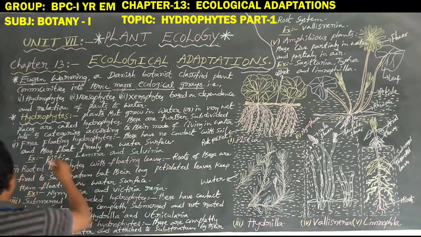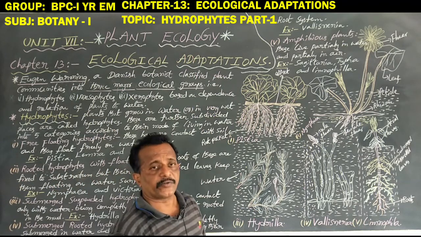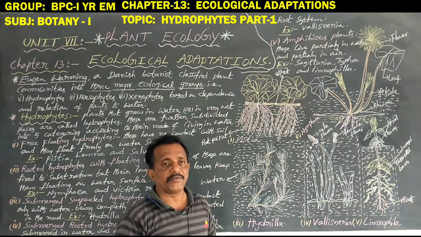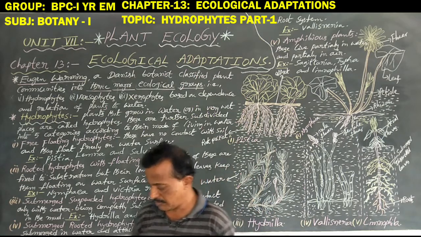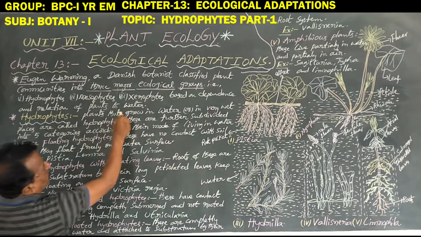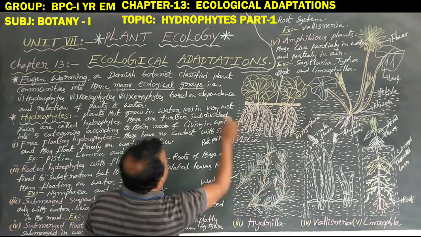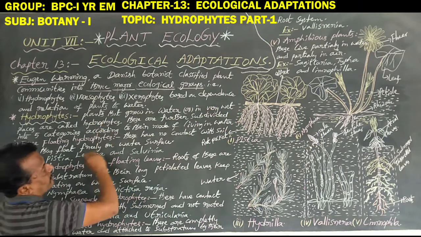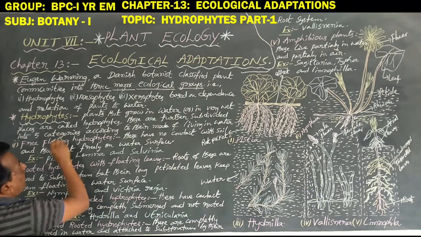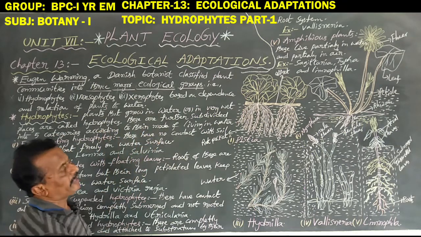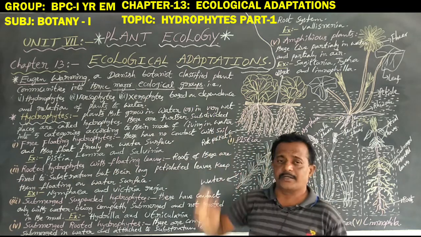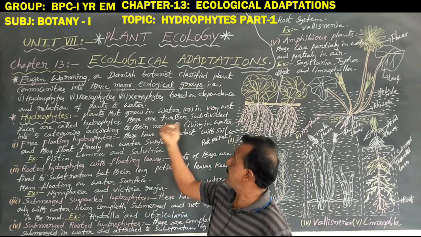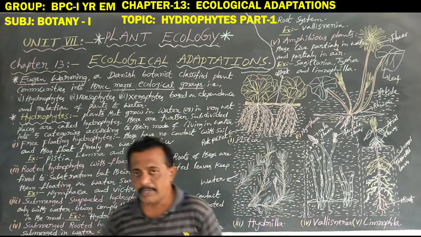Now, from today onwards we discuss hydrophytes. What are hydrophytes? How many different kinds of hydrophytes are there, with examples? Dear students, hydrophytes means plants that grow in water or in very wet places, also called aquatic plants. These are further subdivided into five categories according to their mode of living in water.